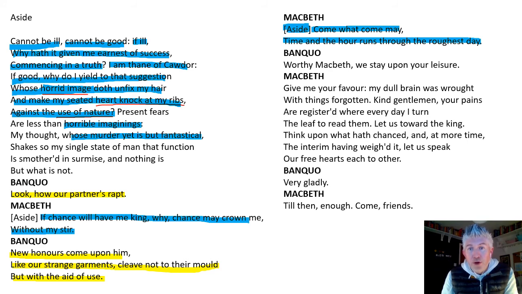Banquo comes in. "Worthy Macbeth, we stay upon your leisure." Basically, worthy Macbeth. Again, that nice, respectful way of talking to Macbeth. We're waiting for you. They want to move on. They want to get on with the journey, but we're waiting because you're standing there looking like you're troubled by stuff. Macbeth apologizes. "Give me your favour.